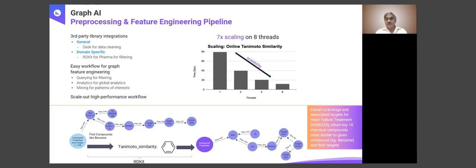Then the next thing you need to do is to take all of these hits and then find their similarity. You need to give a similarity score to each one of these hits using a particular similarity metric that's called Tanimoto similarity.